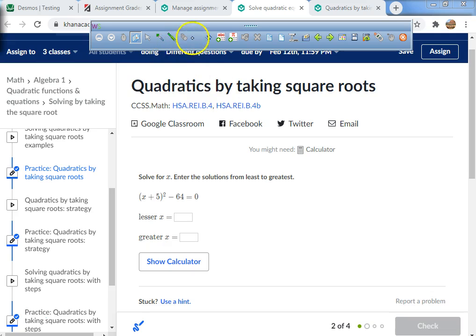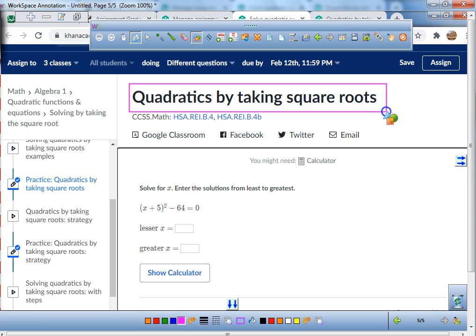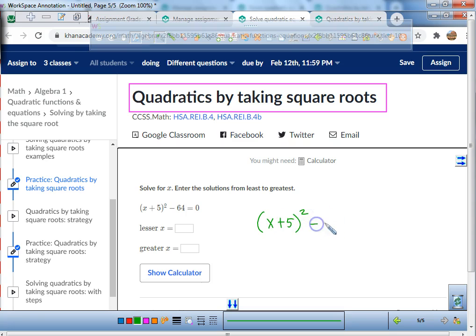All right, so the next thing we're going to be talking about is quadratics by taking square roots, but this is not the intro. This is going to be a little bit more complicated. So this is going to be x plus 5 squared minus 64 equals 0. So this is going to be our next section.